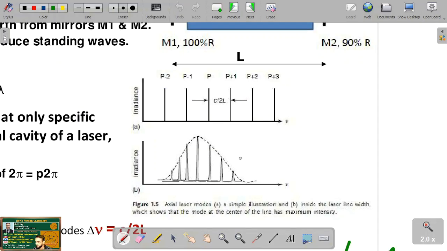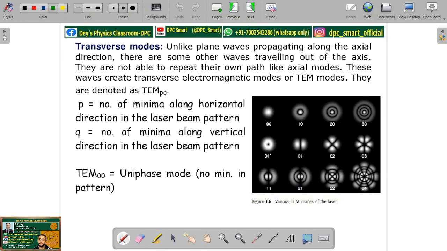So this one is the graph for axial mode, the different axial modes. Here you can see that all these are different modes. This one is the principal mode, and these are the adjacent modes, and these are the differences between two successive modes. So these are different spectral lines in laser longitudinal modes, and this difference is the distance between two such consecutive modes. So this is the irradiance versus frequency graph for axial modes. So the second type of modes are called transverse modes.